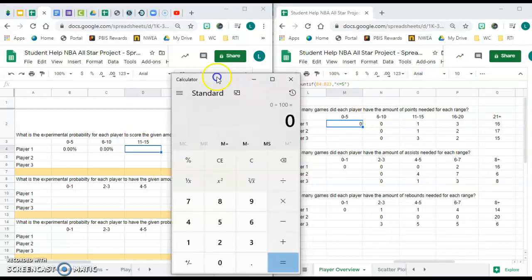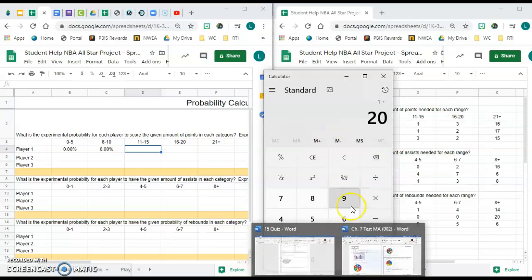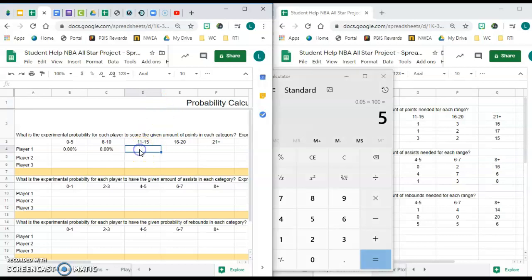Alright, now let's look at 11 to 15 points. He had 1 game where he scored between 11 and 15 points. So 1 game divided by the 20 total games that we're looking at. Whoop, not 200, 20. We hit equals, and then it's a percent that we're looking for, so we do times 100, hit enter, and we find out that 5% of the time he is scoring between 11 and 15 points per game.